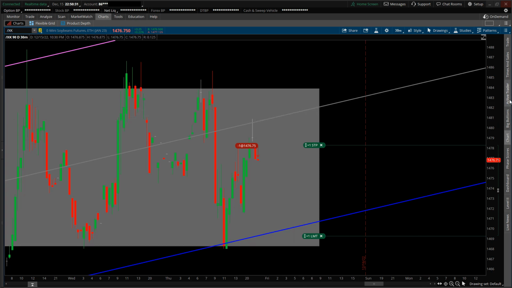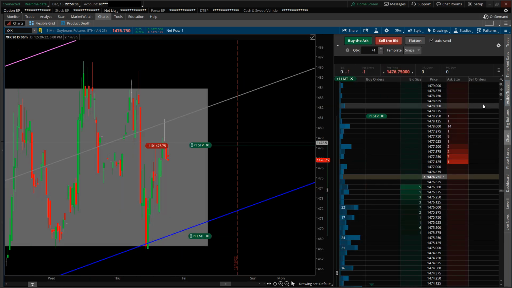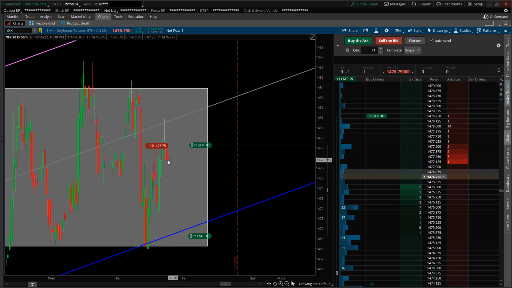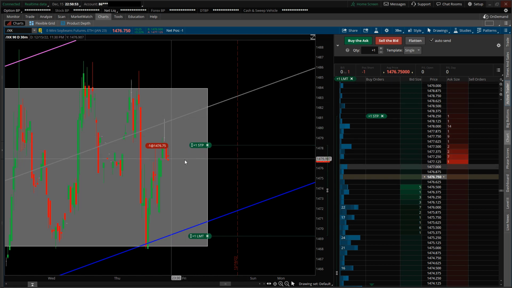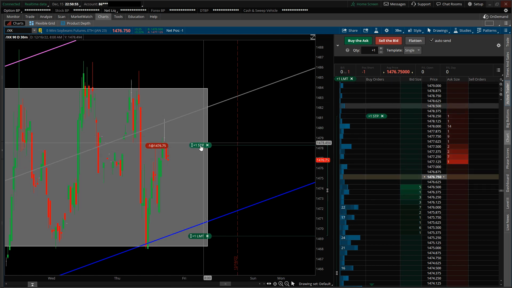So if I open up Active Trader, I don't even know if it's trading right now, but I was able to buy it. So, yeah, the trade is flat so far. Here's my position. I shorted one contract, and my entry price is right here, 1,476.75. So my stops are here.